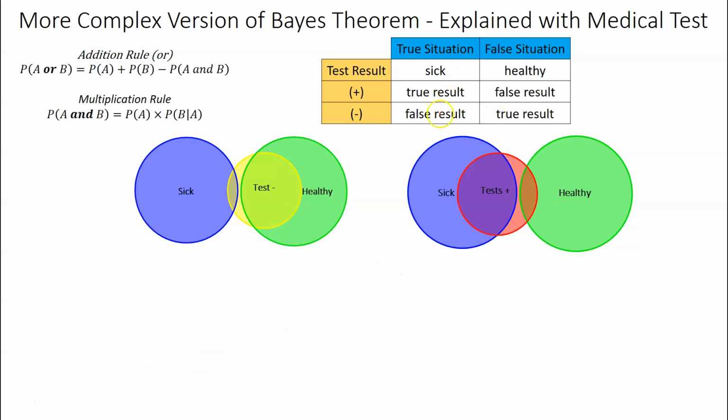In any situation when medical tests are given, there's a couple things that could happen. If the test results are, say, positive and the person is sick, then we say that's a true result, or a true positive. But if they're actually healthy, if they're not actually sick, but the test said it came back positive, then you would say it's a false result, or a false positive. And that's this situation here.